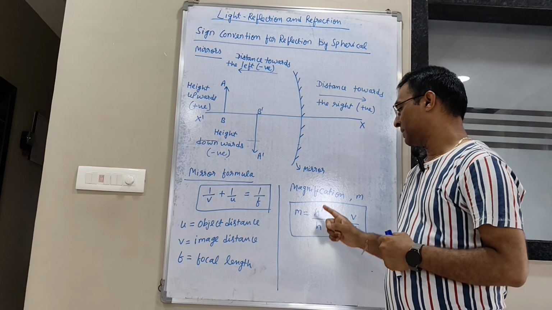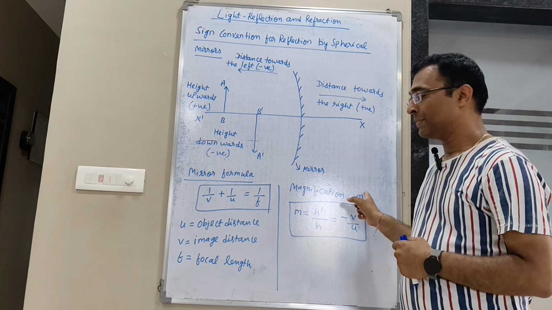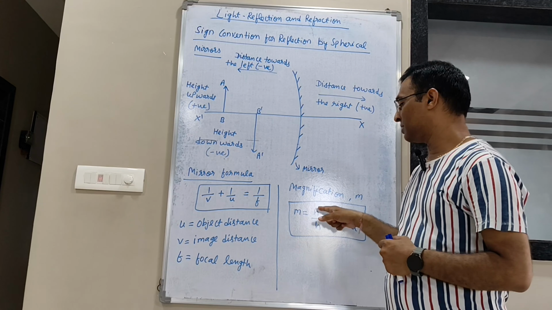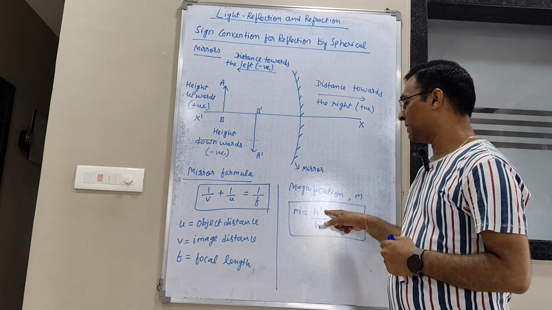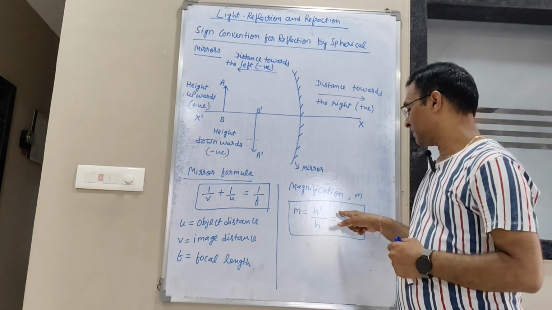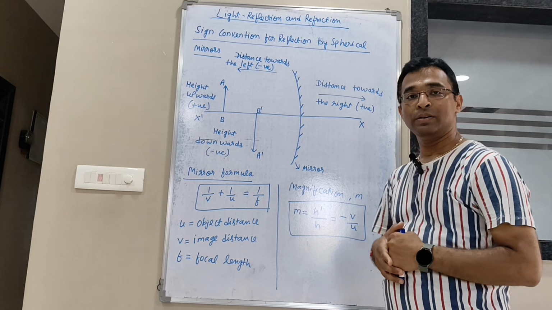Second, magnification. It is represented by the symbol m. Magnification equals the height of the image divided by the height of the object. This equals minus v upon u.